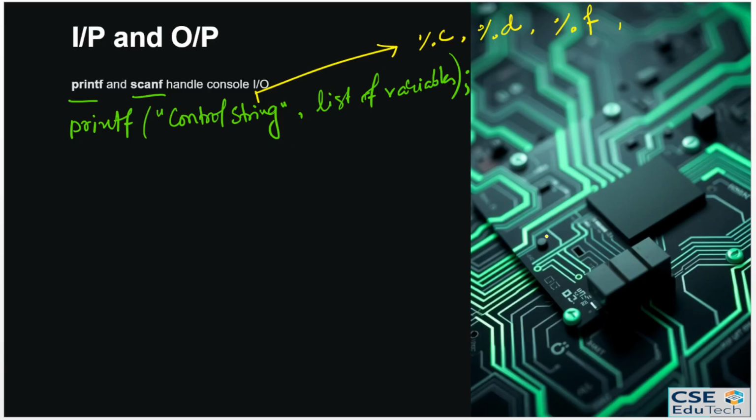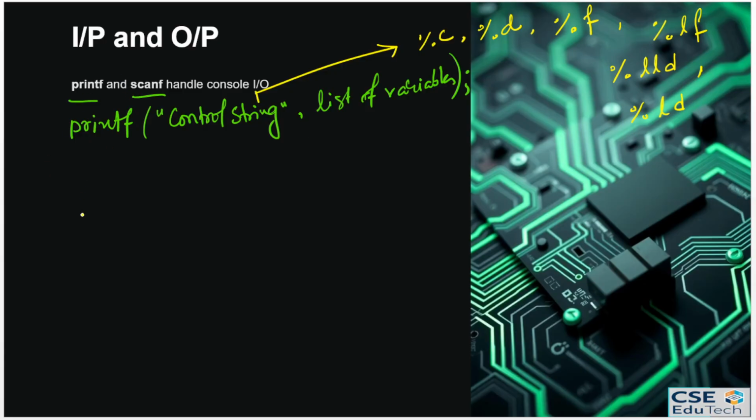Also, for double we can write percentage of lf, for long long int it will be percentage of lld, and for long int percentage of ld. So these are all basically the control strings we have to mention here, and then the list of variables.